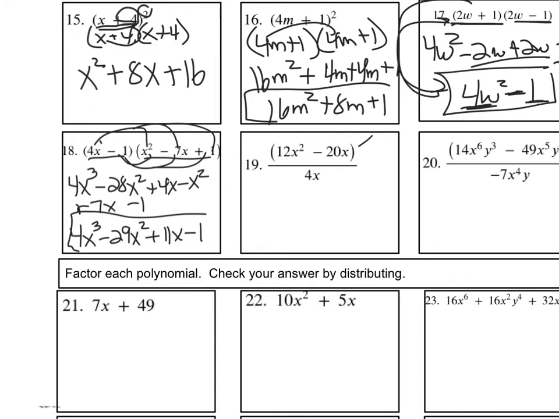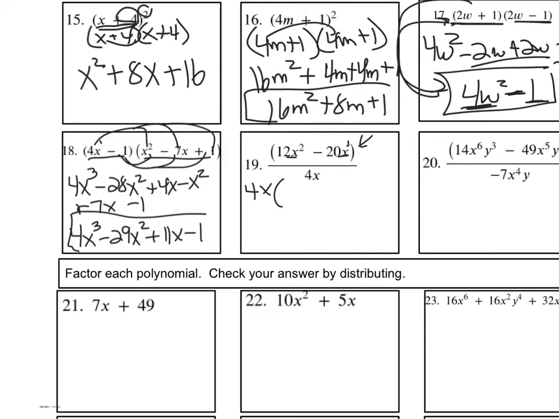Alright, here we want to factor out our greatest common factor. 6 won't go into 20. 4 will go into both of them, so 4 is the greatest common factor. And then they both have x's, and my smallest exponent's 1, so that's a common factor.